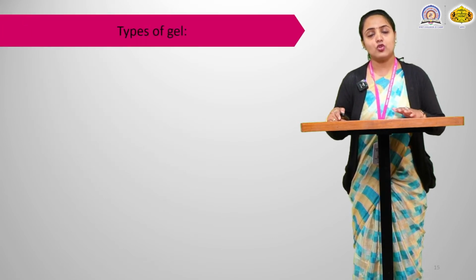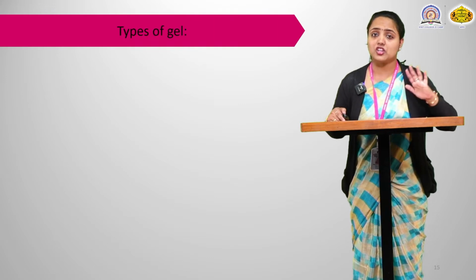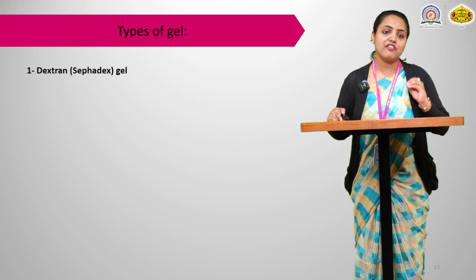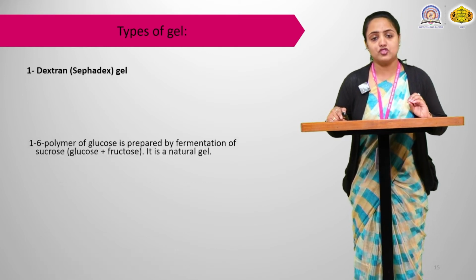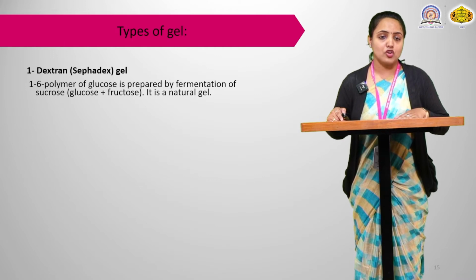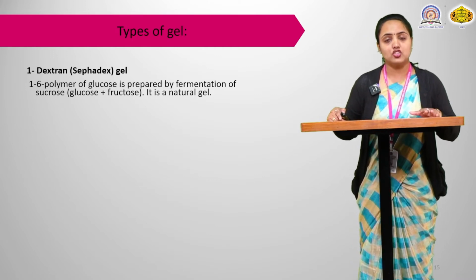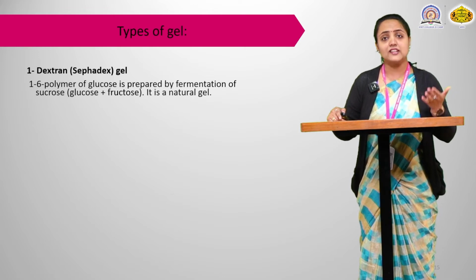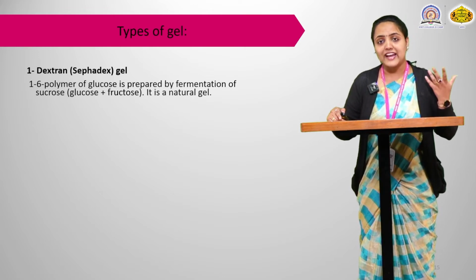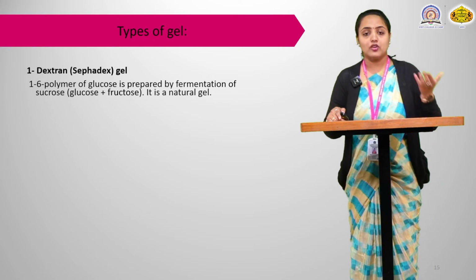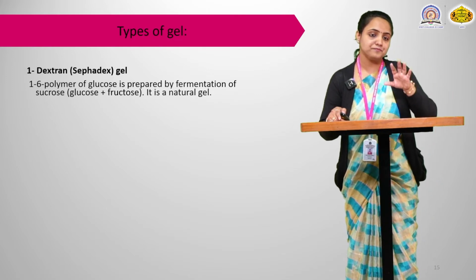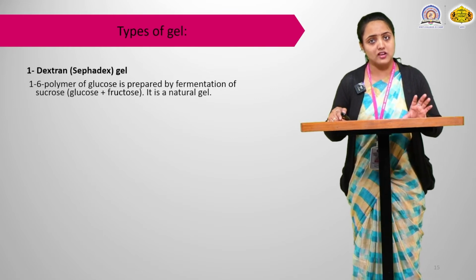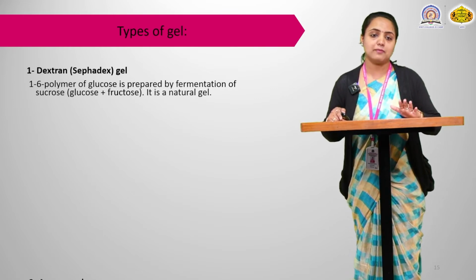The next thing is the types of gel. Which type of gel can you use for such chromatography? First, it is the Sephadex gel, that is the dextran type of gel. This is a 1,6 polymer of glucose, which is prepared by fermentation of sucrose sugar, that is glucose and fructose. You know that sucrose sugar is naturally present in sugarcane juice. So this dextran gel is prepared by fermenting sucrose, which is a carbohydrate, and it is a natural type of gel.